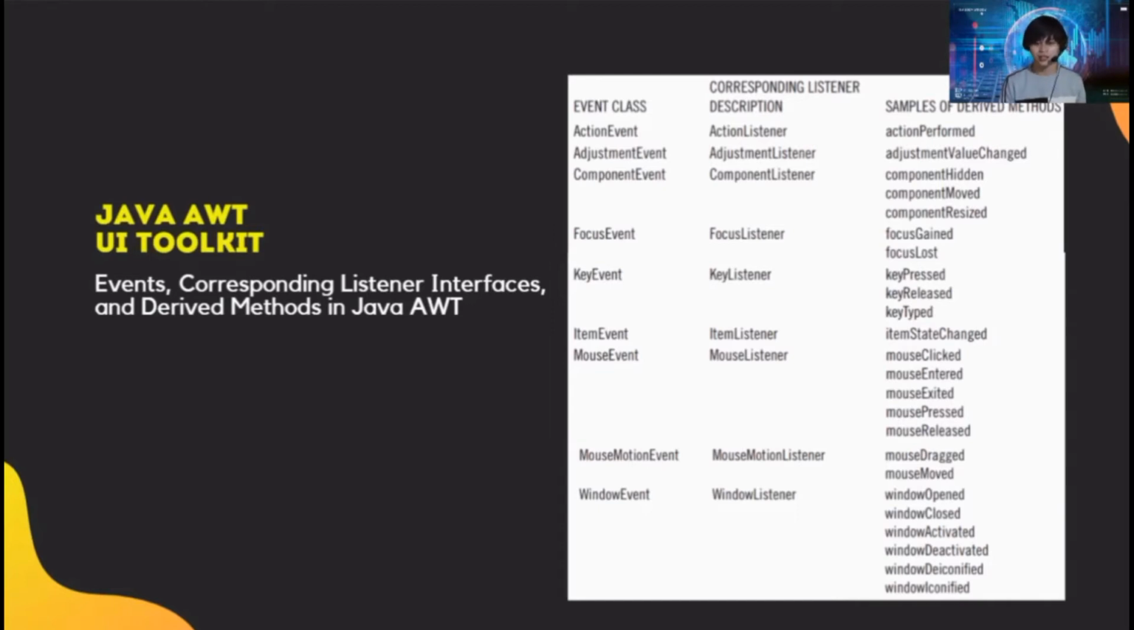Okay, so there is an event, there is a listener, and there are derived methods that you can use in order for you to accomplish a feature or the steps on your system.